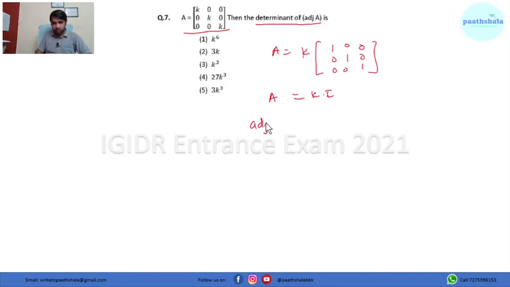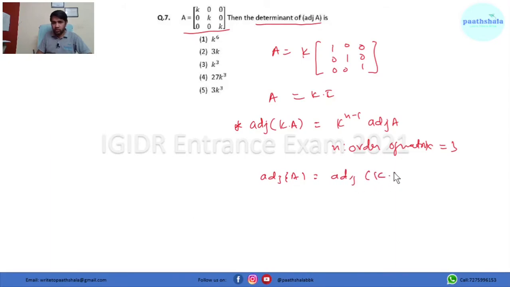Now we are going to use this property, that is adjoint of K into A is basically K to the power n minus 1 adjoint A. Okay, so here n is the order of the matrix, which in this case is 3. So adjoint A will come to be adjoint of K into I. So this will be K to the power 3 minus 1 adjoint I. Okay, so this will be K square. Adjoint I is nothing but the identity matrix.